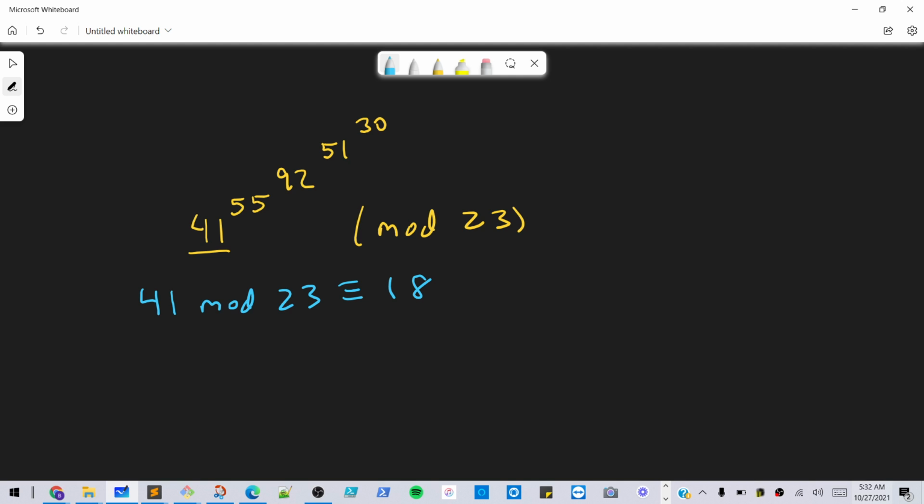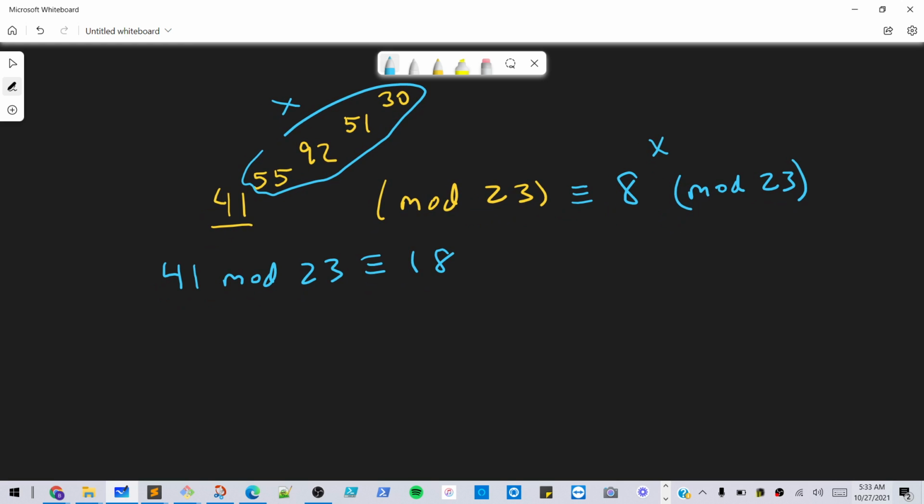And then next, what we'll do to start is we'll call this x. So we're saying this is equivalent to 18 to the x mod 23, just to save me a step of rewriting all that. So then what we want to do from here is make this x manageable.